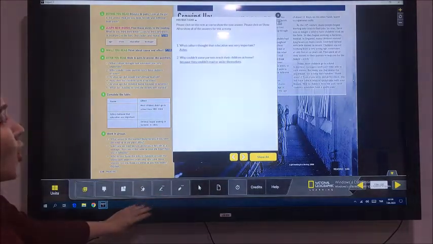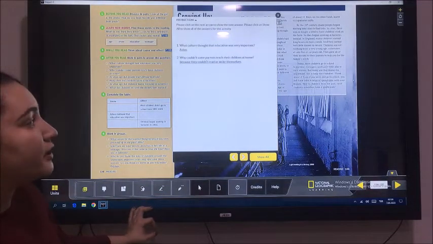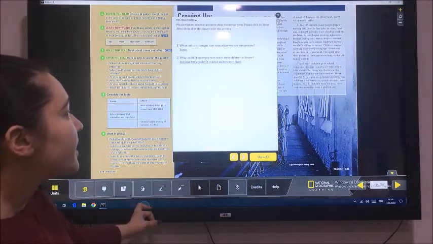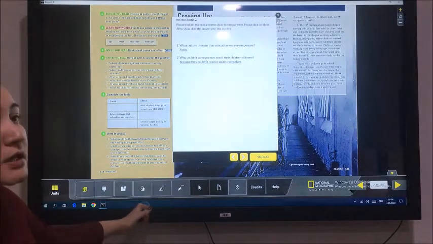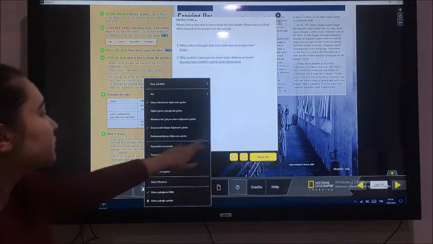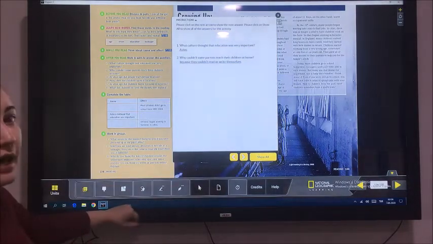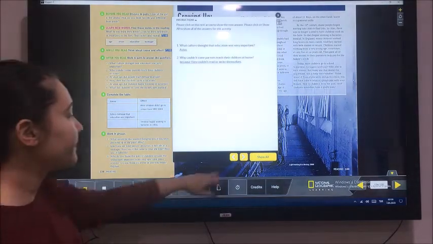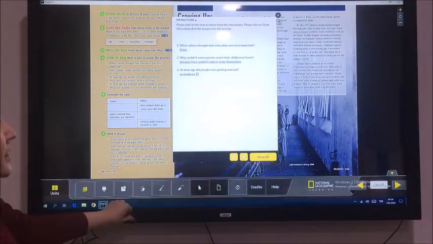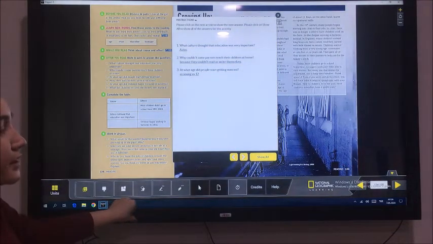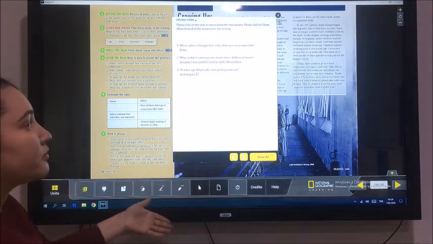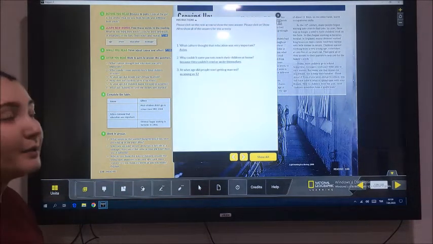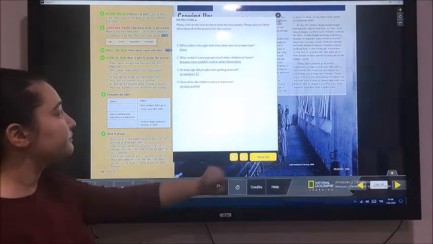Second question. Why could some parents teach their children at home? Because they couldn't read or write themselves. According to the text, only a few people could read or write during those days. At what age did people start getting married? So in the past, people at age of 12 were able to get married.